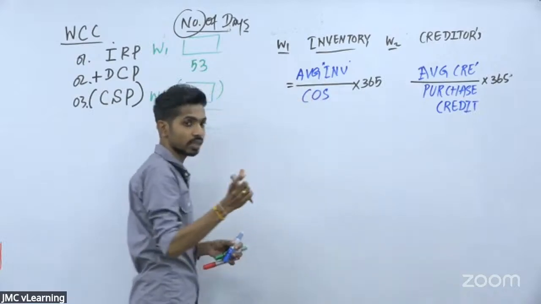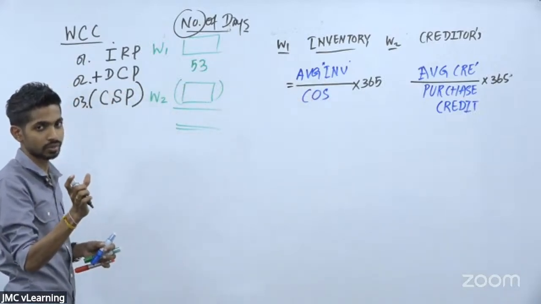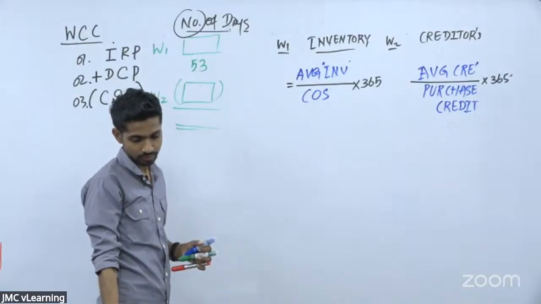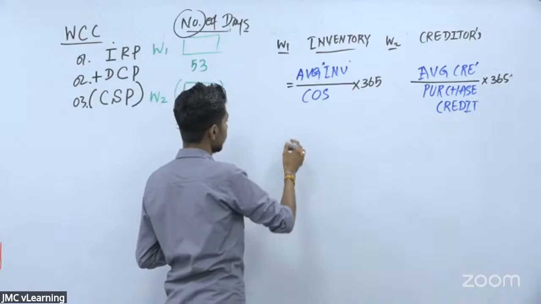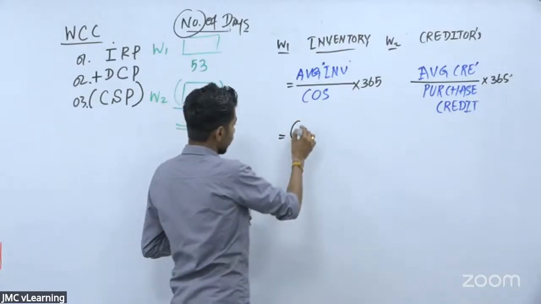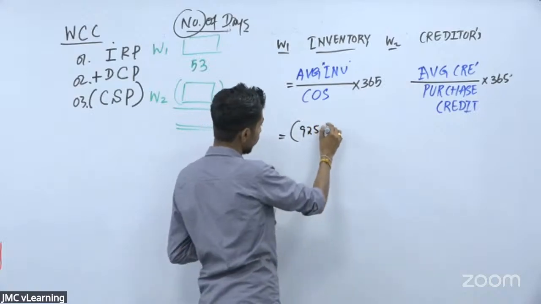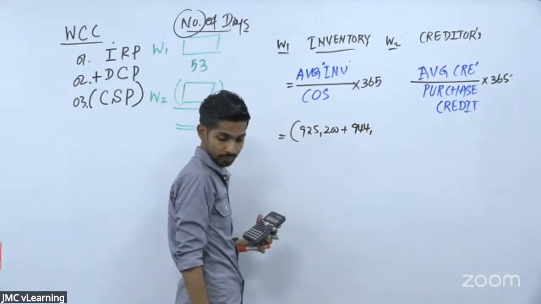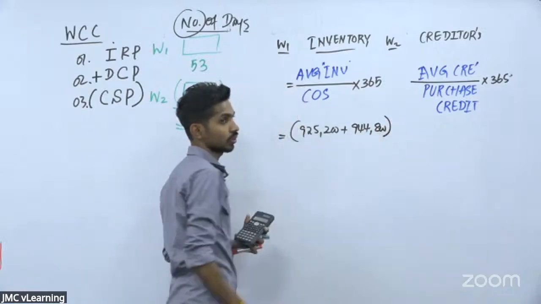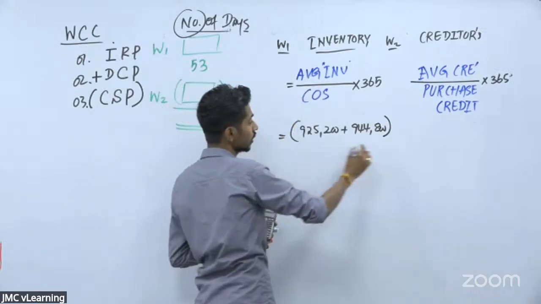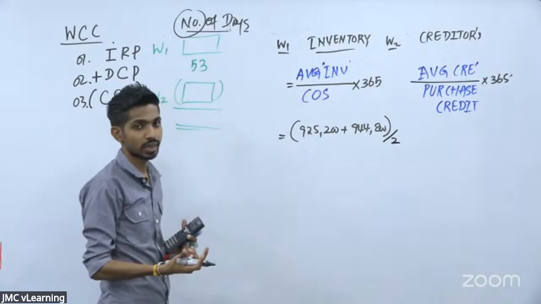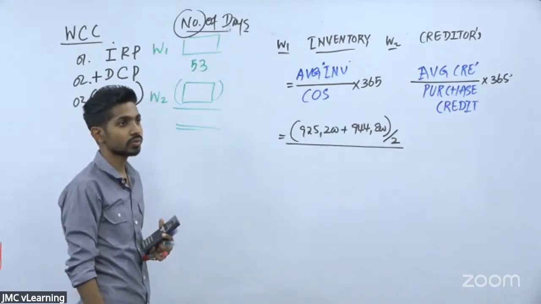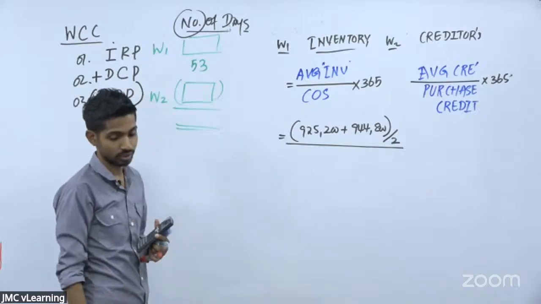Average means you have to take the two different years' figures, sum them, and divide by 2. Average inventory: inventory figures 1920 and 1890, 925,200 plus 944,800 rupees. That is the two years' inventory, but here we need the average, so you divide by 2. Thereafter, you have to divide it by the cost of sale. Unfortunately, the cost of sale figure has not been provided, but you have to work it out.